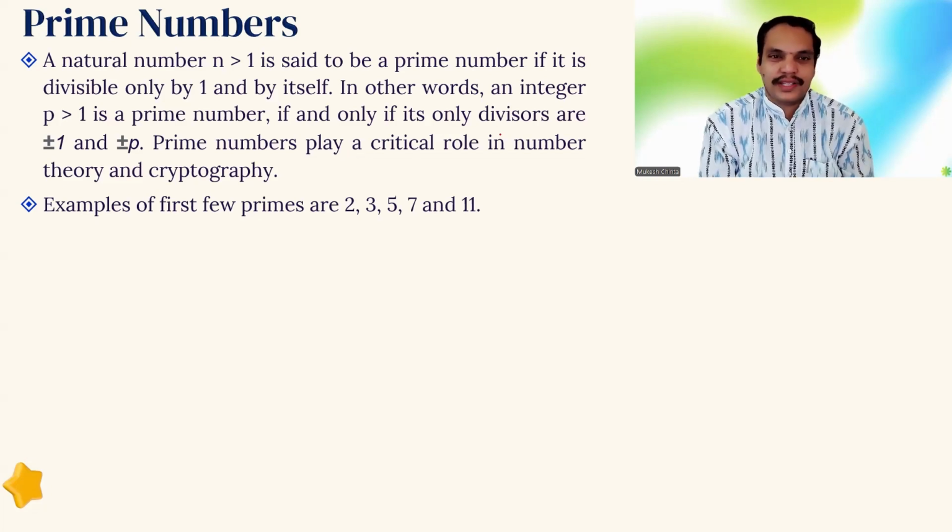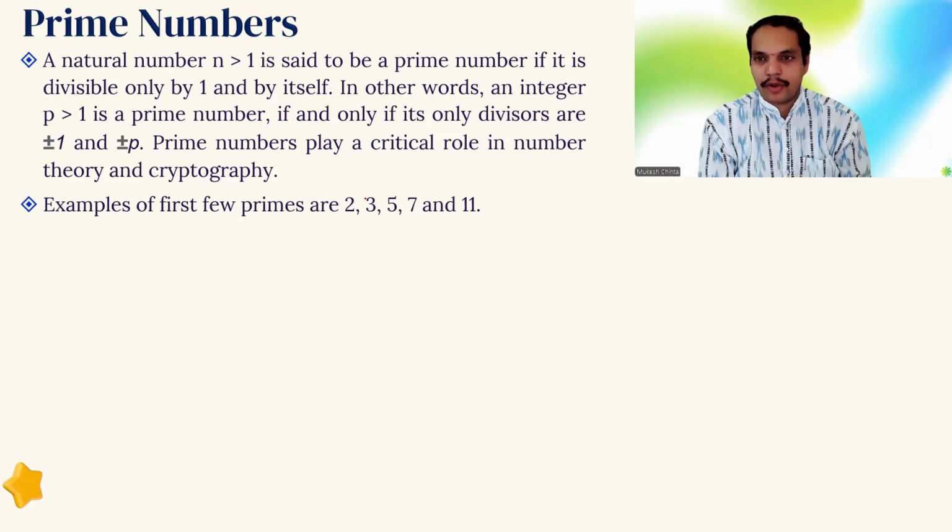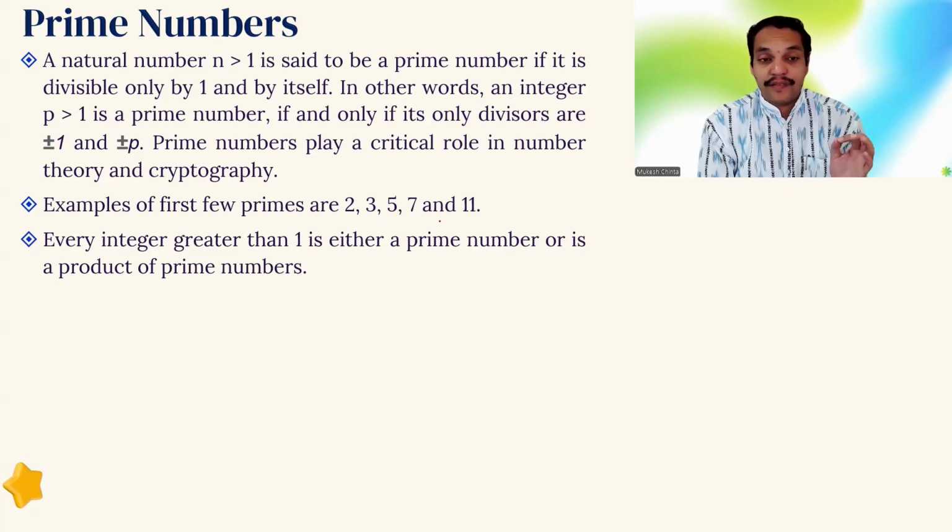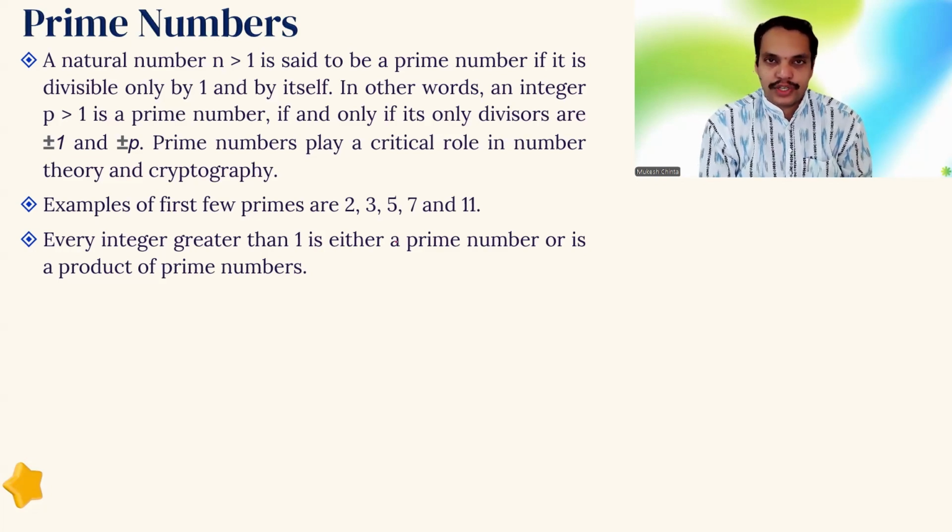To give you a few examples, the first few prime numbers that we come across are 2, 3, 5, 7, and 11. Every integer greater than 1 is either a prime number or is a product of prime numbers, which we call a composite number. So any number has to be a prime or a composite.